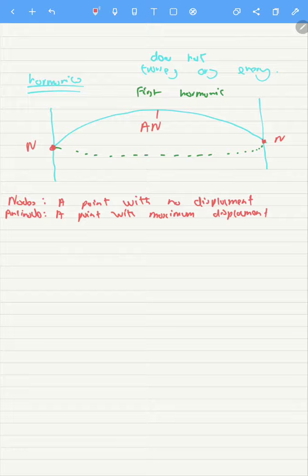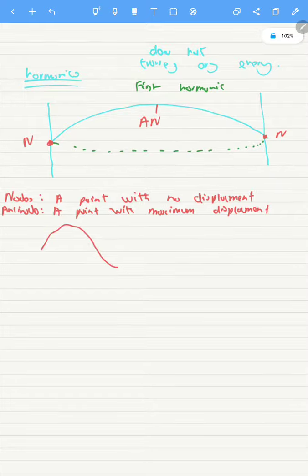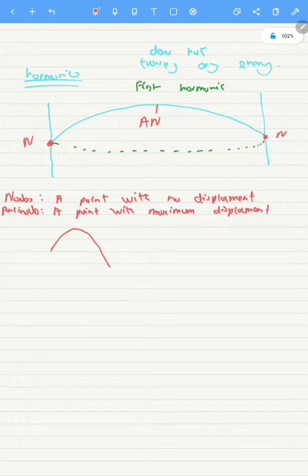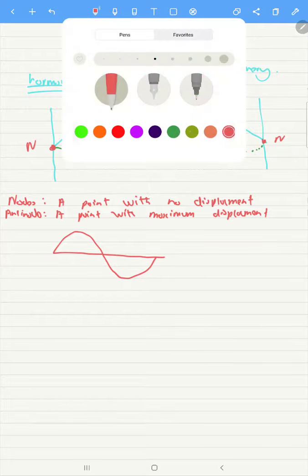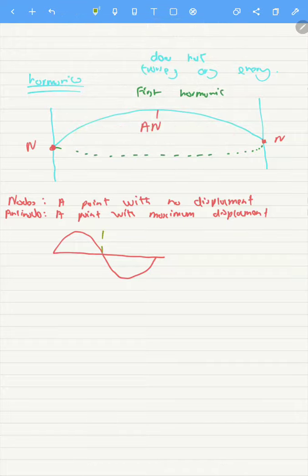So one normal wave looks like this. So that's what a normal wave looks like. If you look at the first harmonic and you look at this wave, you can see that the first harmonic is exactly half. So if we split it through here, it is half of the whole wave. That means theoretically that this first harmonic is half lambda, or half a wavelength.